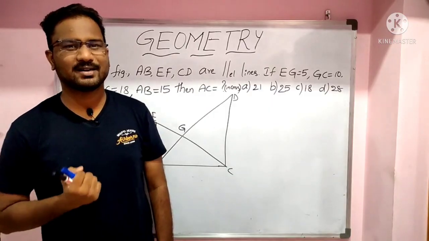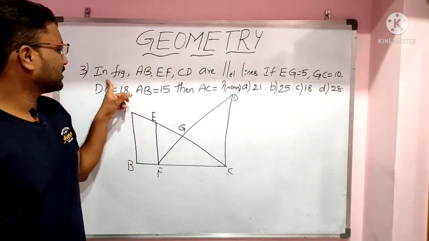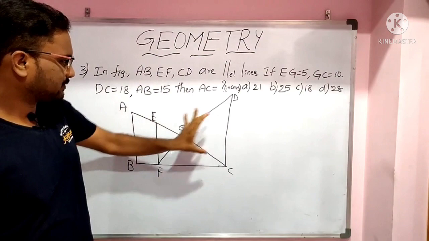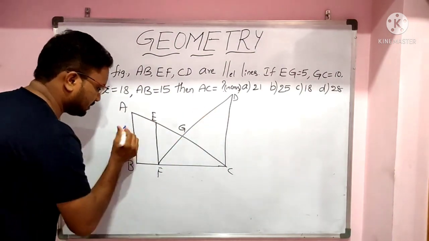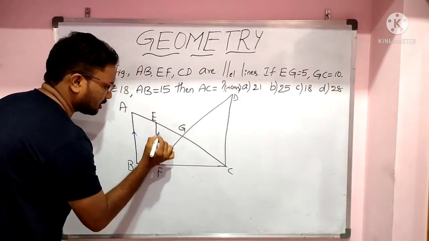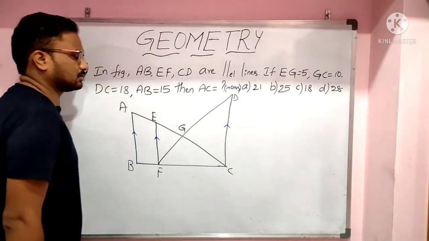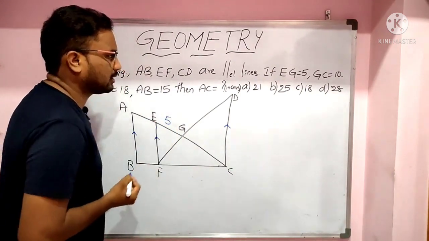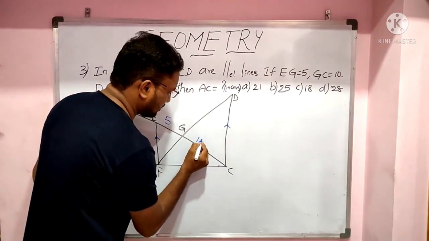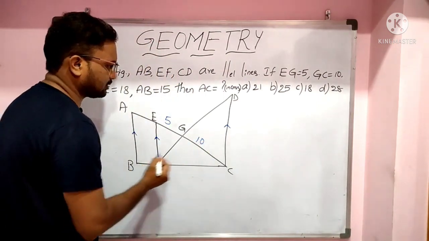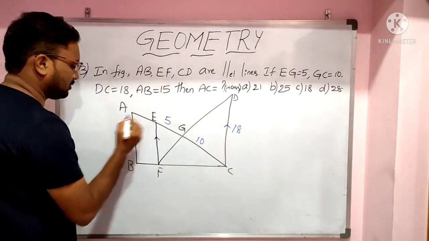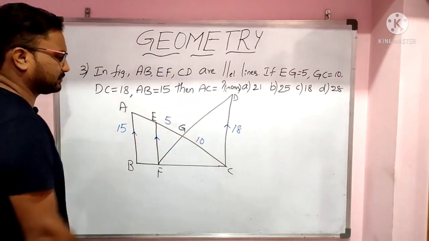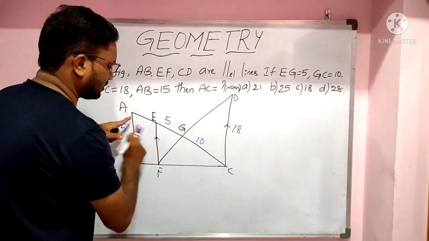So next problem. In the figure, he is given a figure. AB, EF, CD are parallel lines. AB is parallel to EF is parallel to CD. And if EG equals 5 and GC equals 10, and DC equals 18, and AB equals 15, he is given the lengths. And we need to find the AC value, the total length.